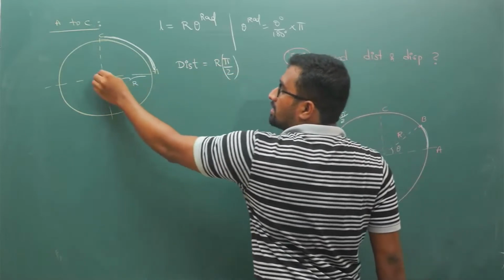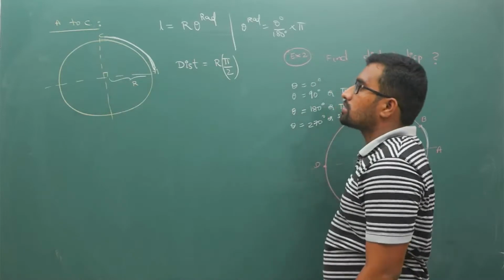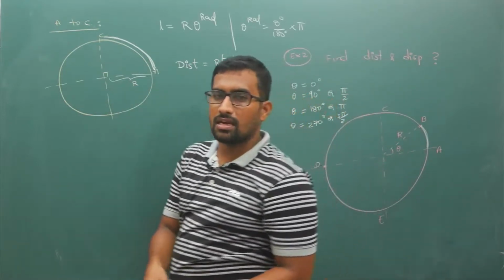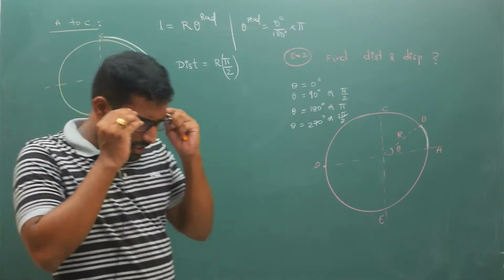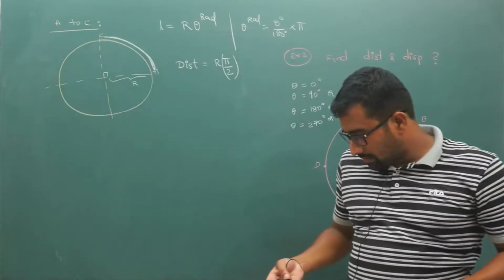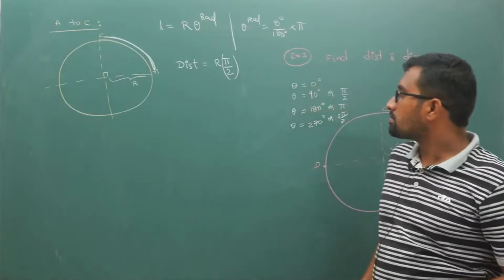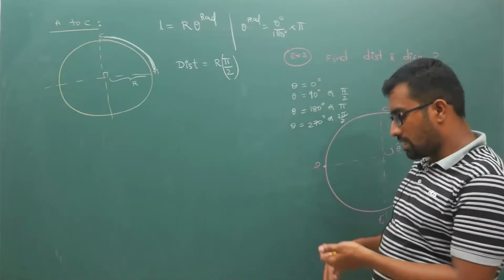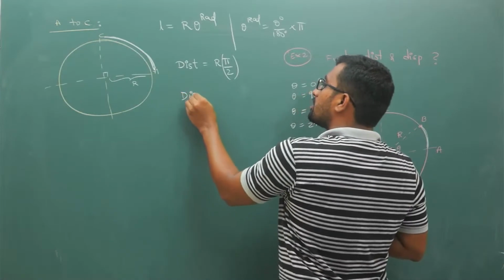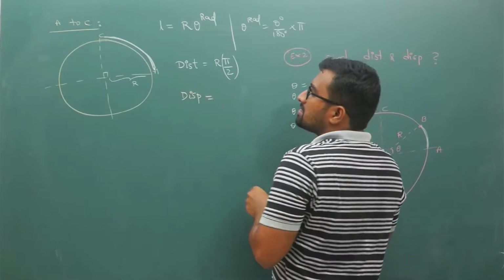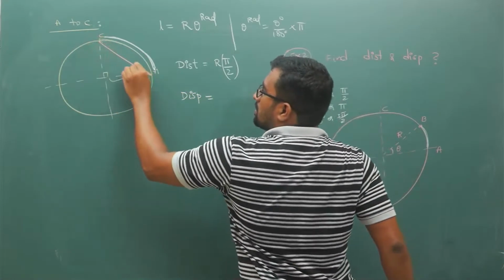Okay, this angle is 90 degrees. So when the angle is 90 degrees, L is equal to R times theta. So you are going to get L is equal to R theta. So you are going to get this as your answer. Now coming to the next part, displacement. Indirectly, magnitude of displacement. Your displacement magnitude is the shortest distance. So this is your shortest distance.